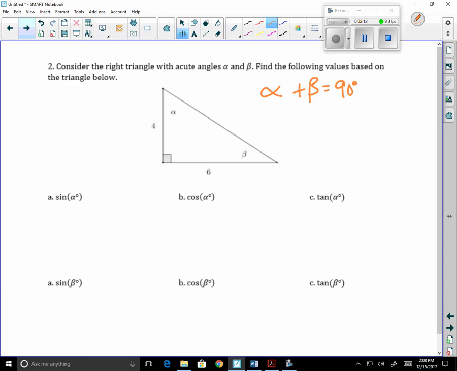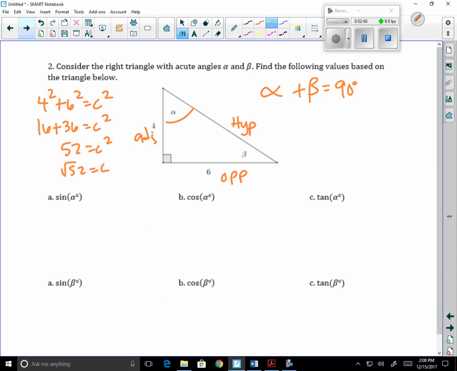So the sine of alpha, well, if we're talking about alpha, we're talking about this angle. So this is opposite, this is adjacent, and the side that we don't know is the hypotenuse. 6 and 4 are not part of a Pythagorean triple, so I would go through and do 4 squared plus 6 squared equals c squared, or 16 plus 36 equals c squared, or 52 equals c squared, or the square root of 52 equals c. Well, the square root of 52 can be simplified. It breaks down to 4 and 13, or 2 square roots of 13. So I know this side is 2 square roots of 13.